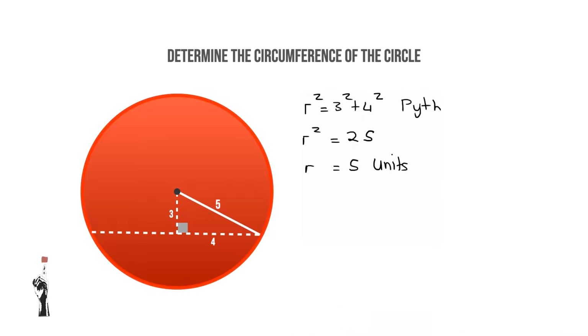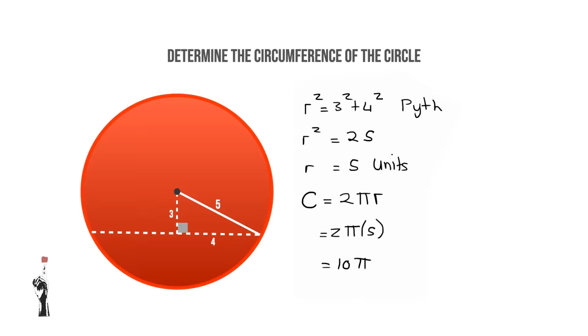Now that I know the value of r, I can determine the circumference of the circle. I write that circumference, which I can just say c, is equal to 2 pi r. Therefore, 2 times pi times my radius, which I calculated as 5. Once again, 2 times pi times 5 is the same as 2 times 5 times pi, which is 10 pi.